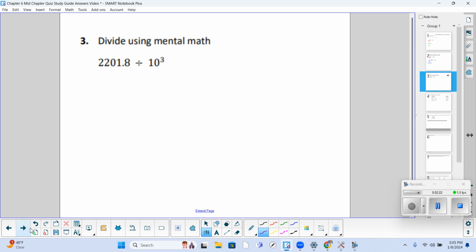Number 3. Divide using mental math: 2,201.8 divided by 10 to the third. This is the same as 2,201.8 divided by 10 times 10 is 100 times 10 is 1,000, which dividing by 1,000 means I'm getting smaller, and I'm moving the decimal over 1, 2, 3 spaces. So the correct answer is 2.2018. There's my answer.